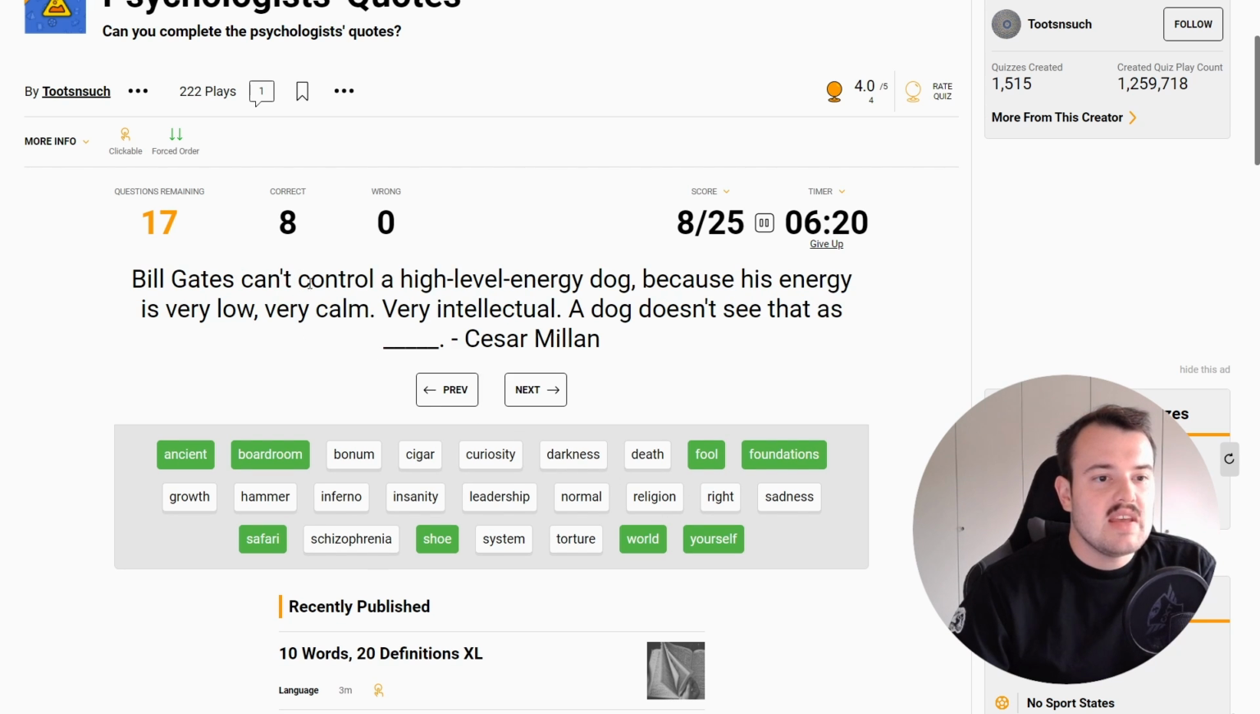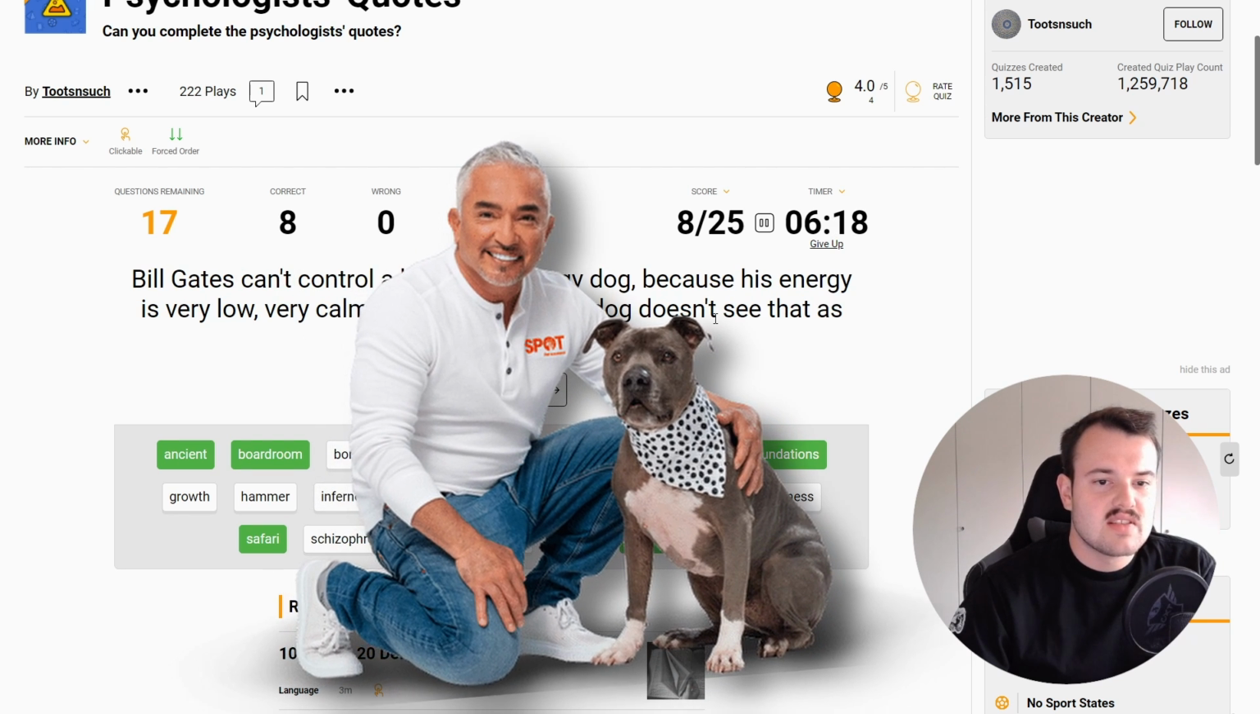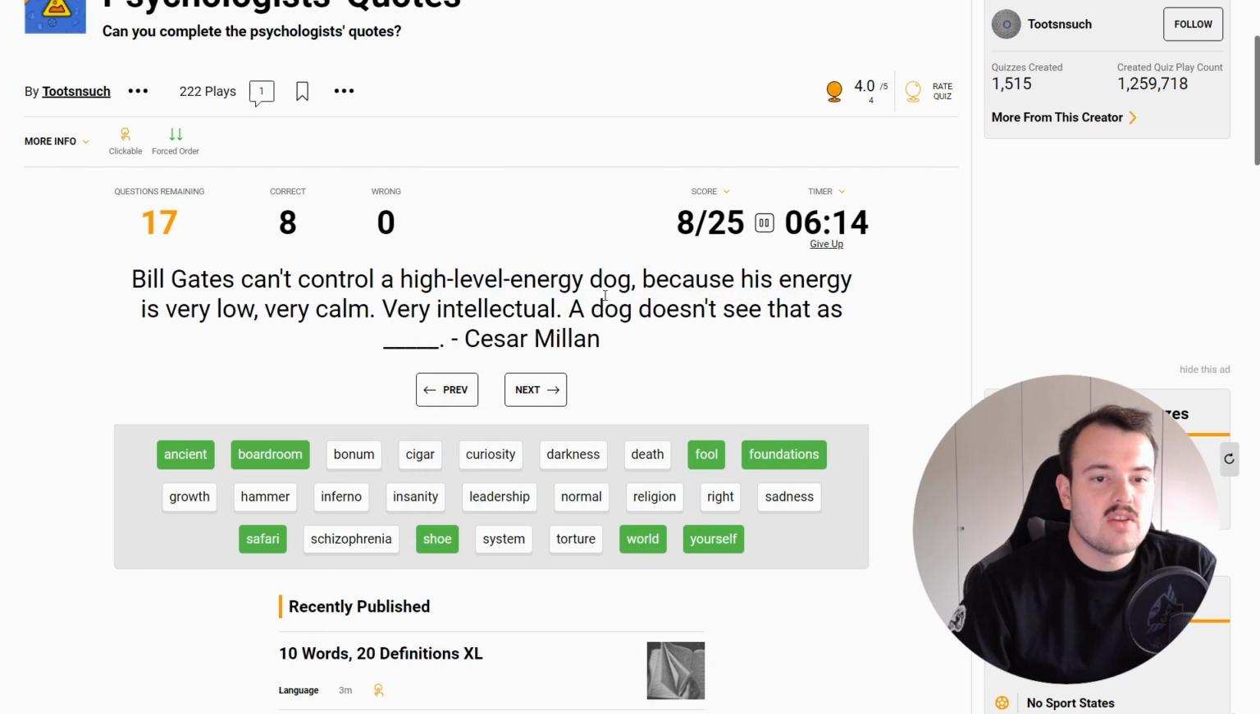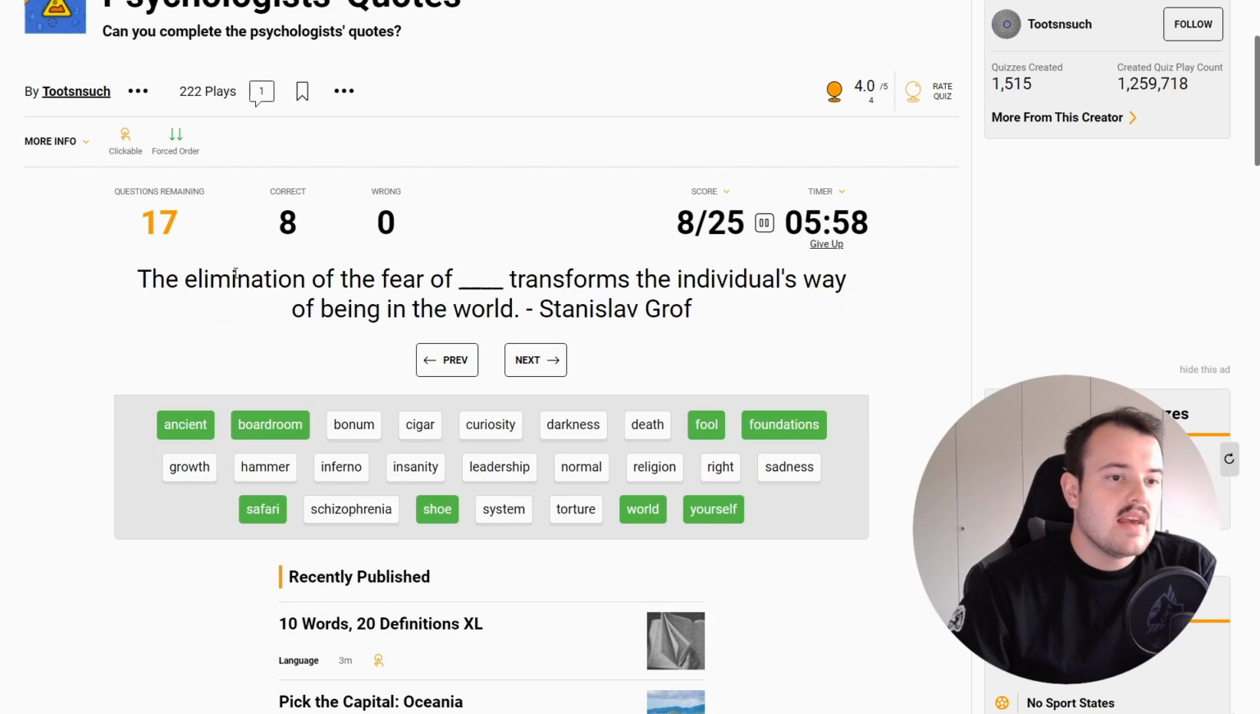Yeah. Bill Gates can't... Caesar Milan, isn't this the guy? Yeah, this is the dog whisperer. Bill Gates can't control a high-level energy dog because his energy is very low, very calm, very intellectual. A dog doesn't see that as a threat system. Bonum? I don't know what bonum is. Elimination of the fear of death transforms the individual's way of being in the world. That might be death, that might be darkness.